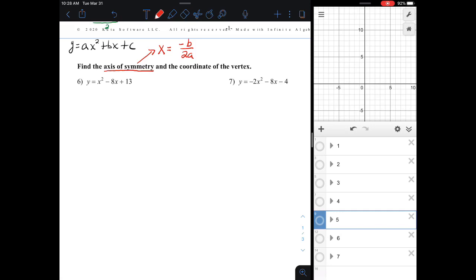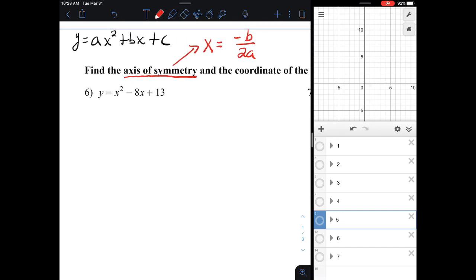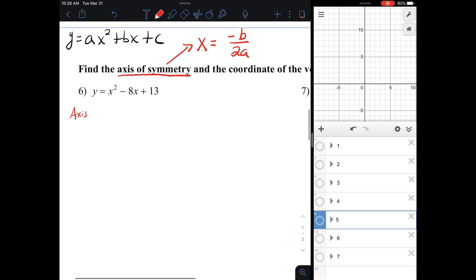So before we even worry about finding the coordinates of the vertex, let's just find the axis of symmetry here in number 6. My axis of symmetry is going to equal x equals negative b divided by 2 times a. Well, that's going to give me negative 8 over 2 times 1, and that gives me x equals 4. And so what that means is the line x equals 4 should split the parabola right down the middle.